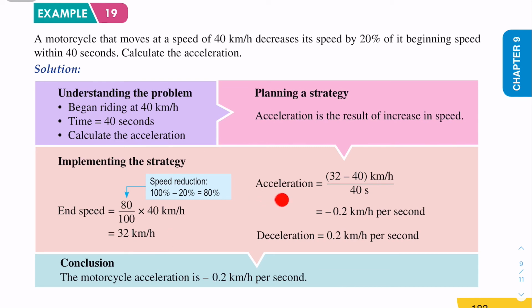So the acceleration is 32 minus 40. This 32 is the final speed minus the initial speed, divided by how many seconds? 40 seconds. It will give us the answer of negative 0.2 km per hour per second. So ingat, kalau ada negatif, kita buatlah conclusion. So deceleration is equal to 0.2 km per hour per second. So the conclusion is the motorcycle acceleration is negative 0.2 km per hour per second.